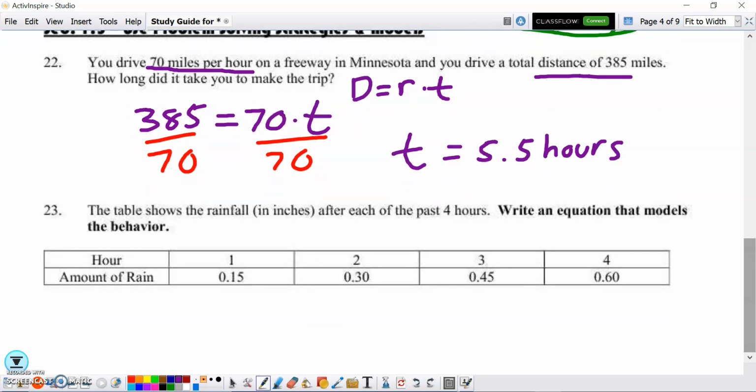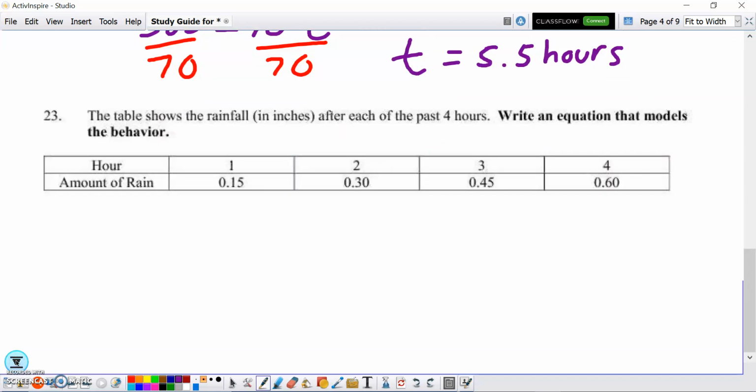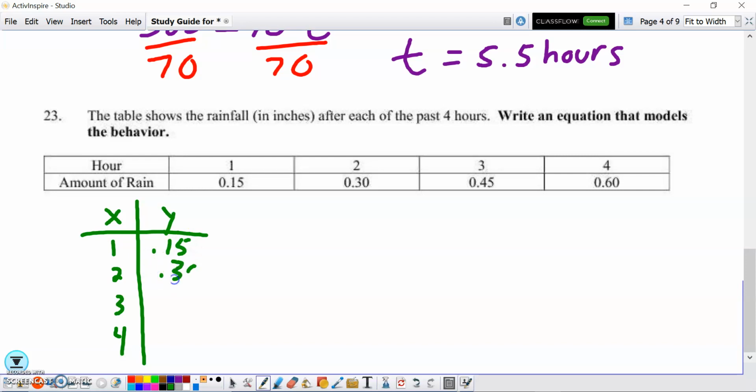All right, number 23. I'm going to rewrite this in a vertical table, just because I prefer working with a vertical table. There's X, here's Y. So we got 1, 2, 3, 4, and 0.15, 0.30, 0.45, and 0.60. All right, so I'm going to look at the pattern. This is going up 1. This is going up 0.15.